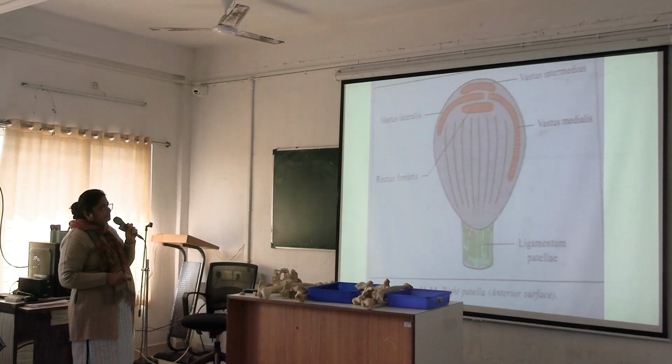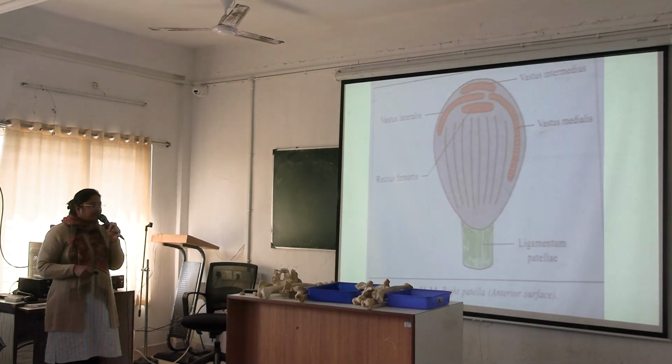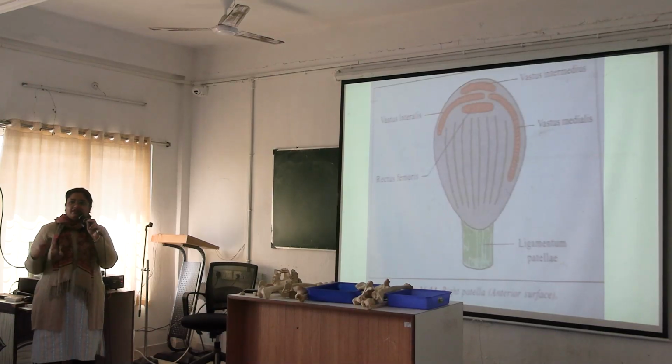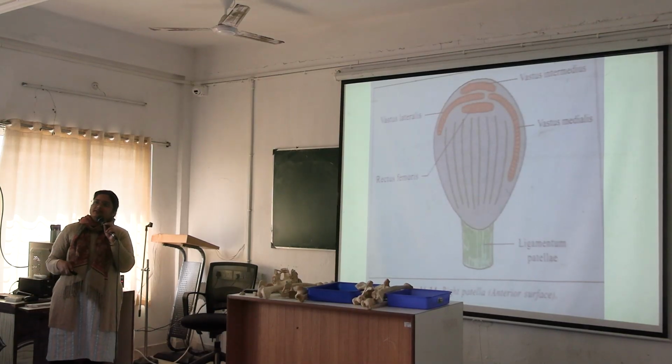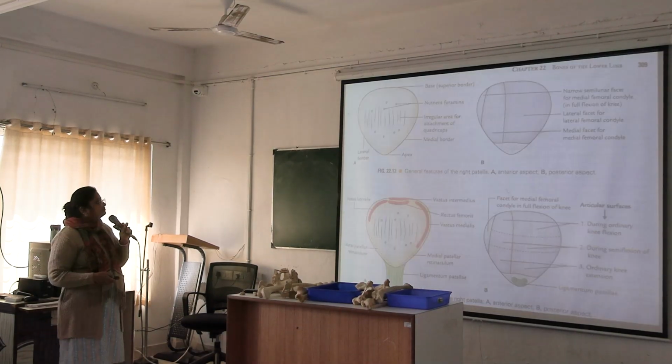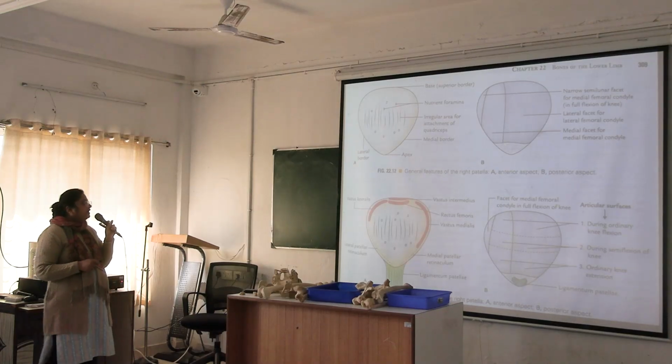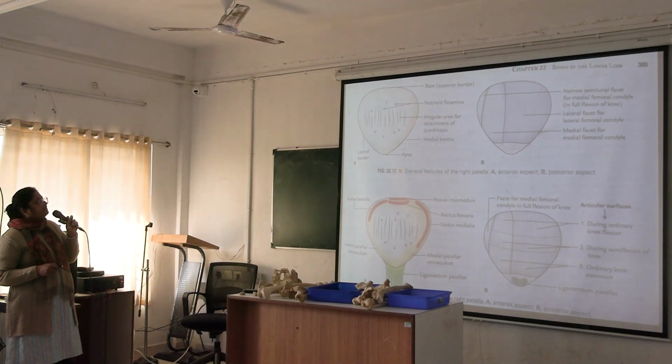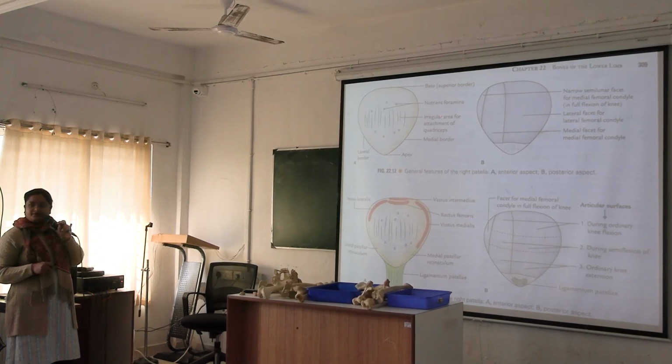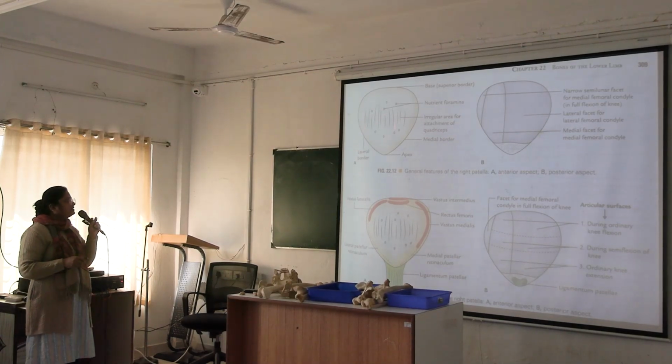And at the apex of the patella, the rough area gives attachment to ligamentum patelli, which is going to attach at the tibial tuberosity. This is the anterior view, this rough area, and there are some nutrient foramens, an irregular area for attachment of the quadriceps muscles. Muscle fibers are attached here.